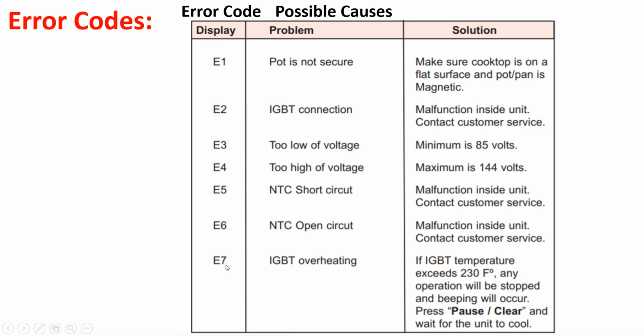And E7 error code will be displayed whenever the IGBT is overheated. If IGBT temperature exceeds 230°F, then the cooktop will display this error code, and also the beeping sound will occur. The user has to pause and clear the error code and wait for the unit to cool.